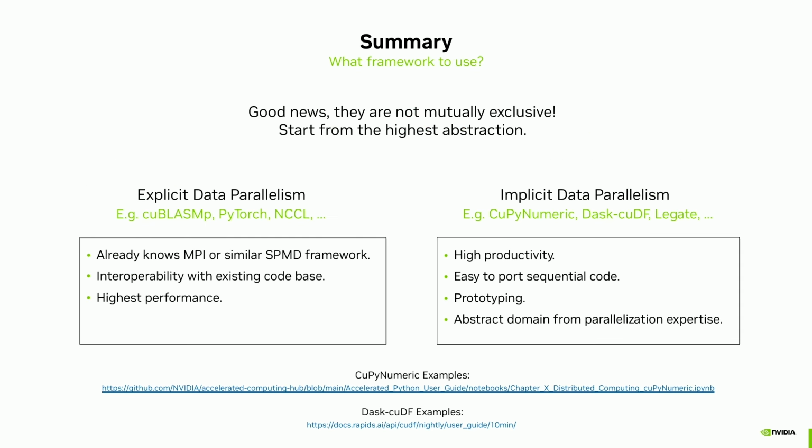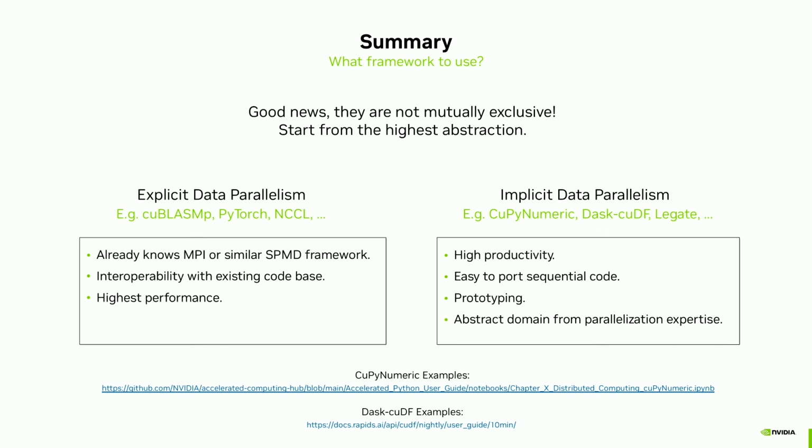So to sum up, what framework should you use if you want to go to multi-GPUs? The good news is that it's not mutually exclusive. You can combine abstraction levels, and I would primarily recommend going from the highest abstraction, start there and see where it falls short, and only at that point write more low-level code.